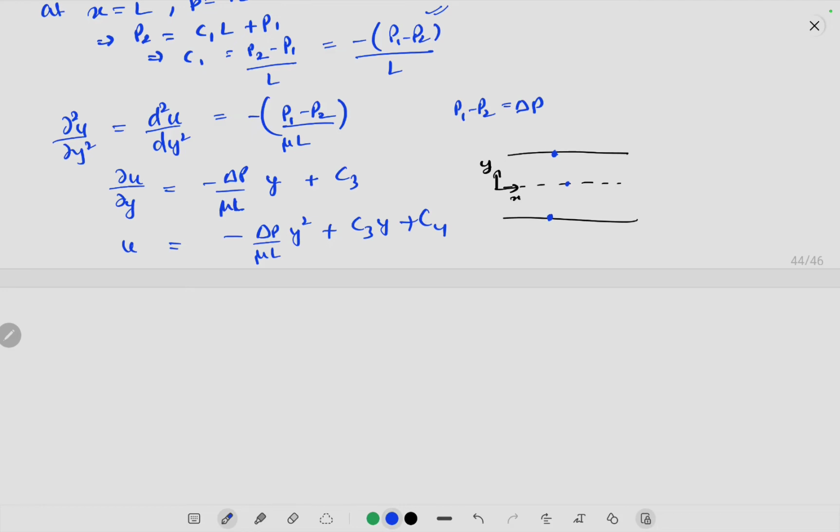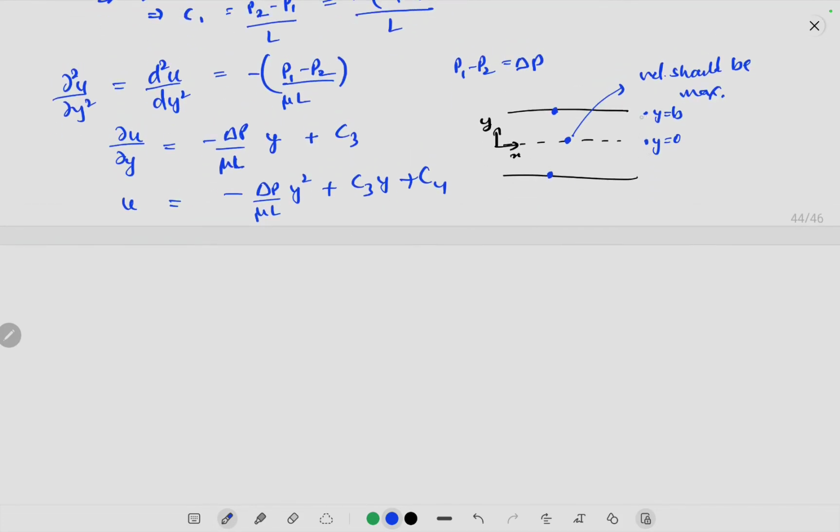I can do that, right? Because it's a laminar flow that we are studying, and from the symmetry I can say that at this point the velocity should be maximum. Okay, and since this point is y equal to 0 and this point is y equal to b, let's use the boundary condition now. So at y equal to b, velocity is 0, so just put y equal to b, or let's first put y equal to 0. So at y equal to 0, velocity is maximum.